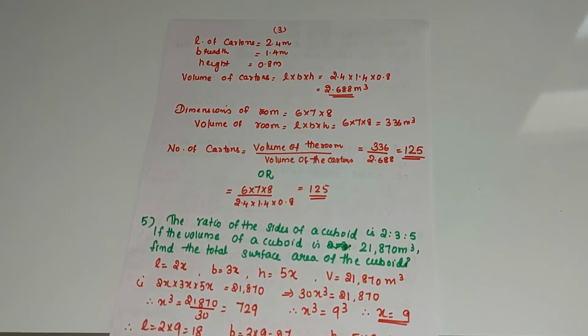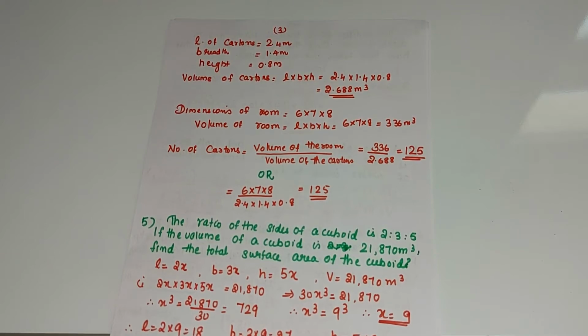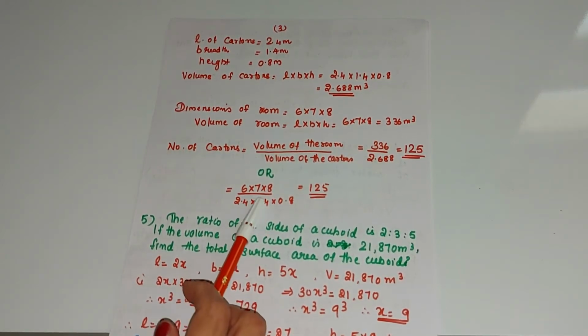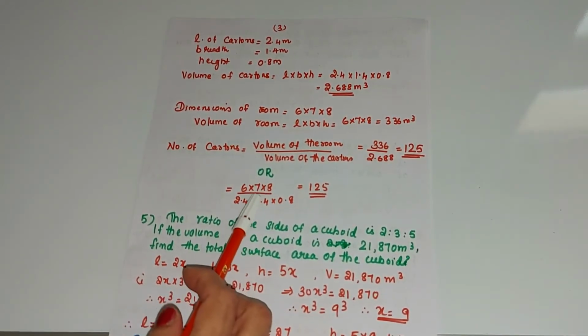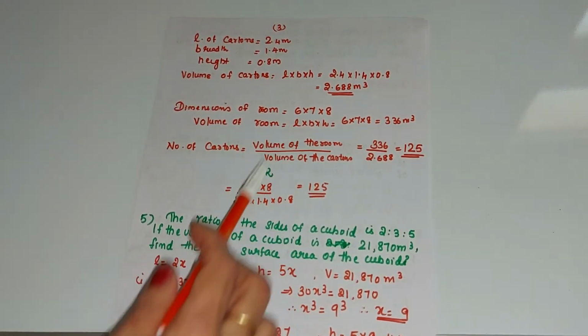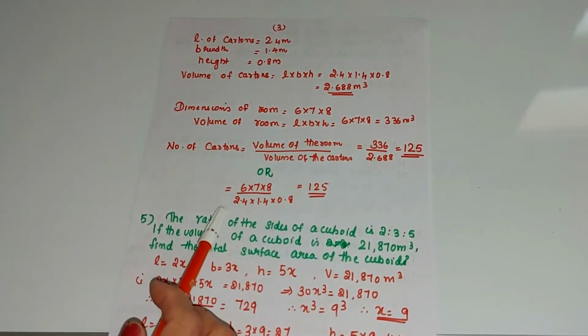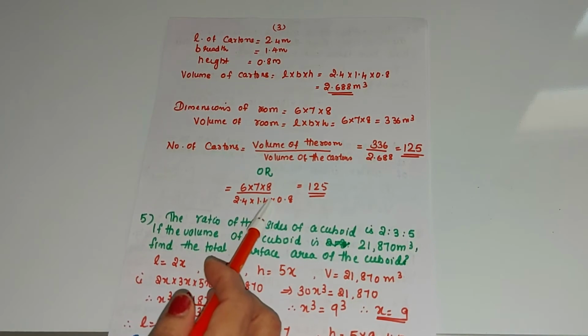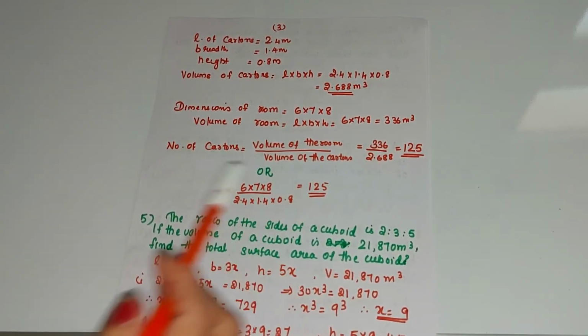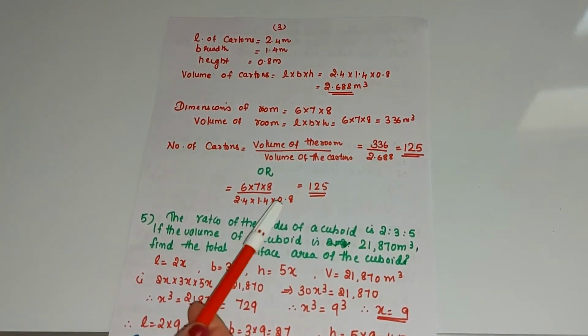Or here, without finding the volume of the room and cartons, you can use this method also. You substitute the values without simplifying, 6 into 7 into 8 divided by 2.4 into 1.4 into 0.8, and after simplification you will get 125. This question is easy.